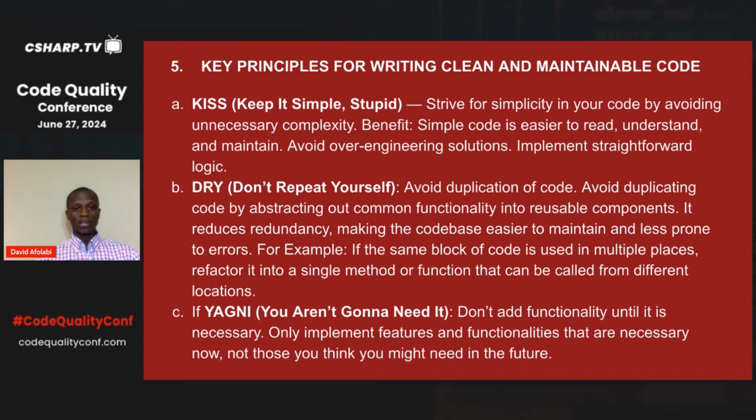The acronym is KISS, right? It basically means that we need to strive for simplicity in our coding by avoiding unnecessary complexity. The benefit is that it simplifies the coding process itself. It helps to deliver simple code that is easier to read, easier to understand, and easier to maintain. It also helps to avoid over-engineering solutions and implement straightforward logic.